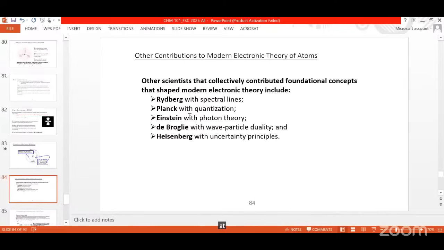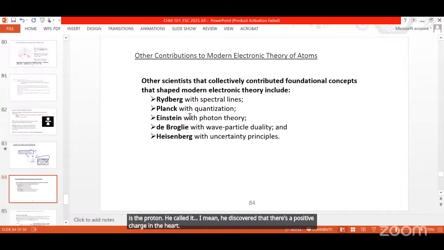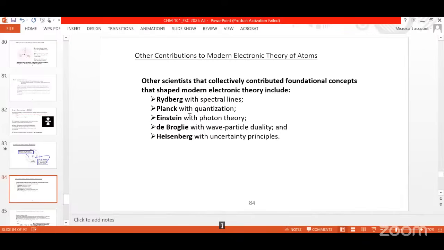Atoms are stable. Atoms are existing. So he did not discover protons, please. He discovered electrons. Rutherford, who is a student, discovered the nucleus. And because the only charged particle in the nucleus is the proton, he called it that. That means he discovered that there's a positive charge in the hard, dense nucleus. He discovered there's something in the middle of the atom that is hard, and that hard thing has a positive charge in it, which he referred to as the proton.